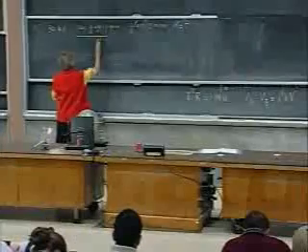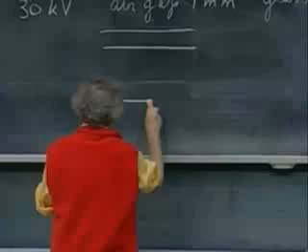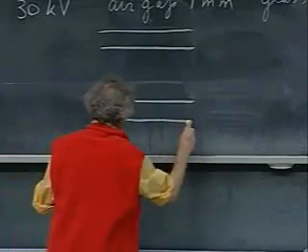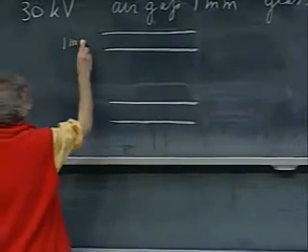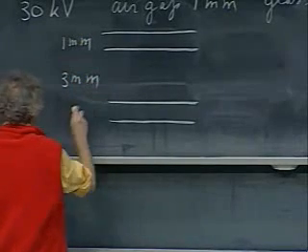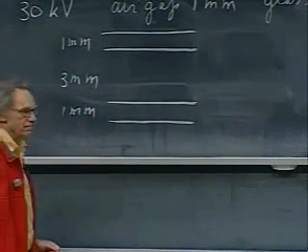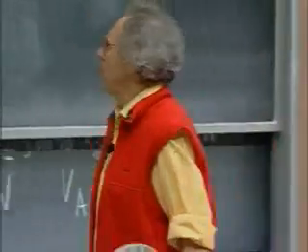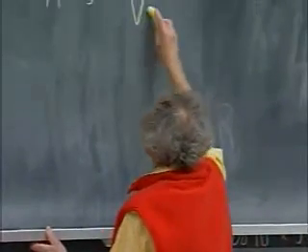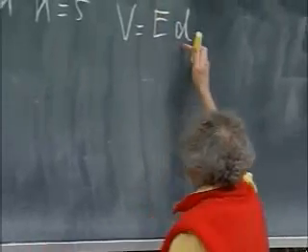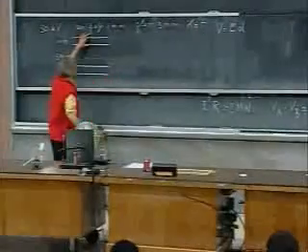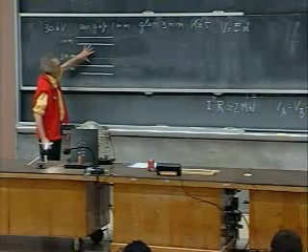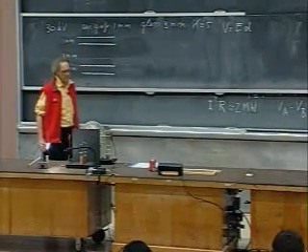So now I have here the conductor on the outside. This is the glass, and this is the conductor on the inside. So this is 1 millimeter thick, this is 3 millimeters thick, and this is 1 millimeter thick. And the potential difference over the whole thing is going to be 30 kilovolts. But I know that the potential difference is always E times D. That holds for this gap, the local E times this D, the local E times this D, and the local E times that D.